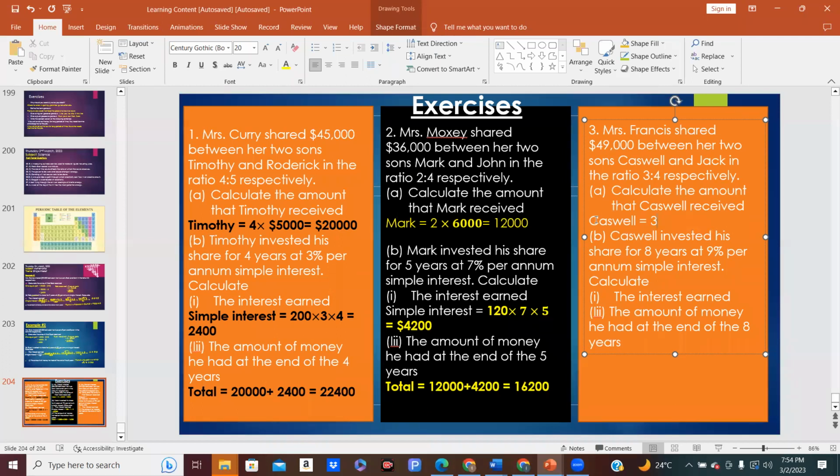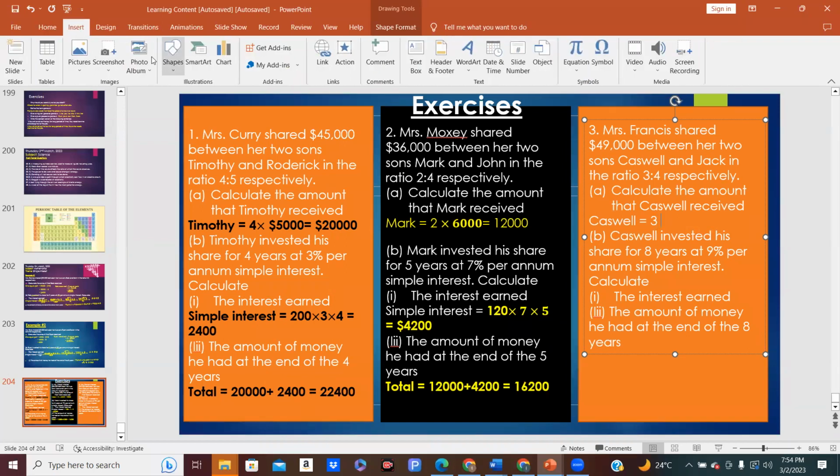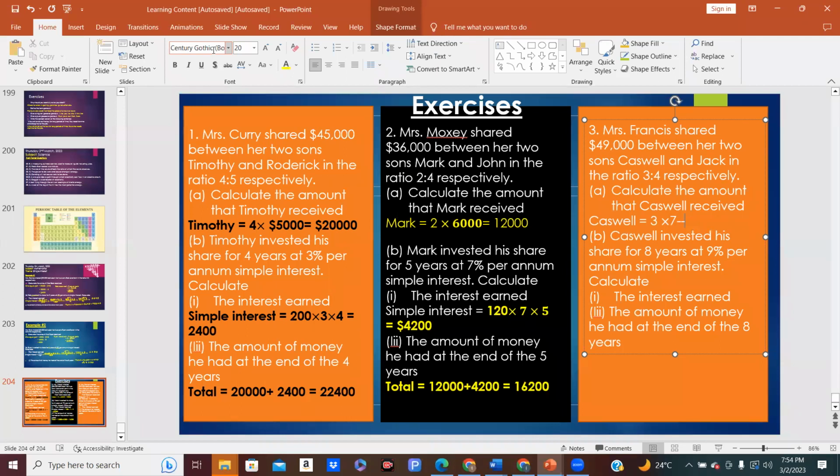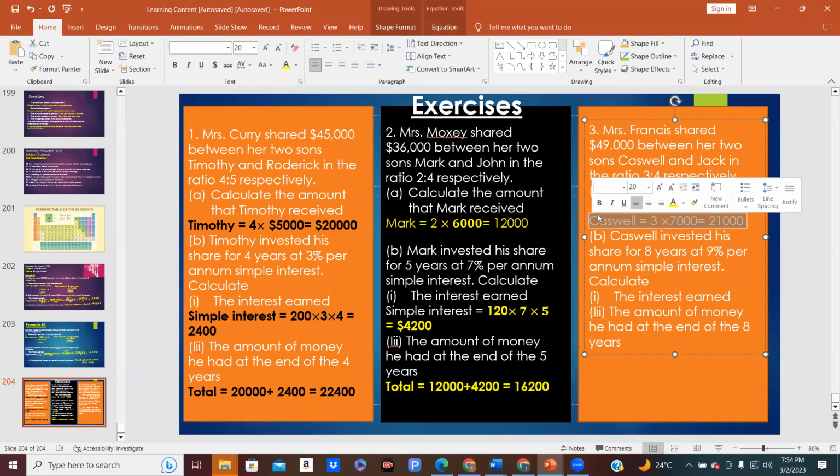And then you have to do what Caswell received. So it'll be 7,000 times 3, and you'll get 21,000. Very good. For B, it says Caswell invested his share for 8 years at 9% per annum, simple interest. Calculate the interest earned.